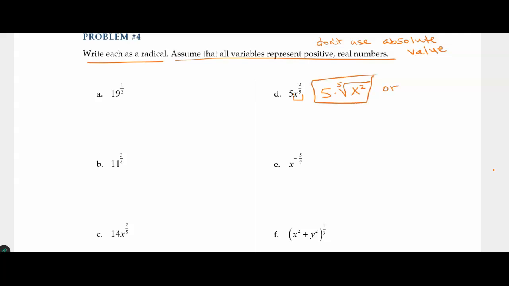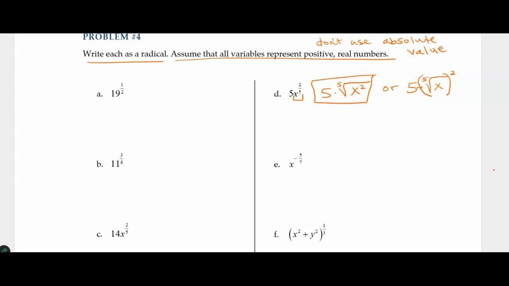Or if you wrote it as 5 times the 5th root of x. Now just this part would be all squared. You can't include that 5 as part of it if you write it this other way. Because remember, just the x is being raised to that power.